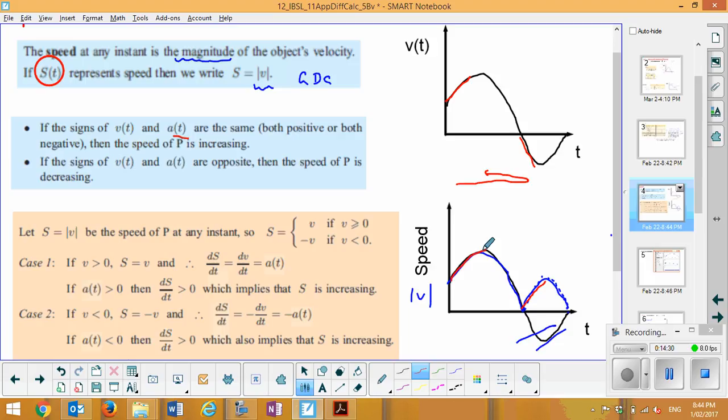faster. Those are the two regions where the velocity is positive and the acceleration is positive, or the velocity is negative and the acceleration is negative. In both cases, the particle's getting faster and faster.